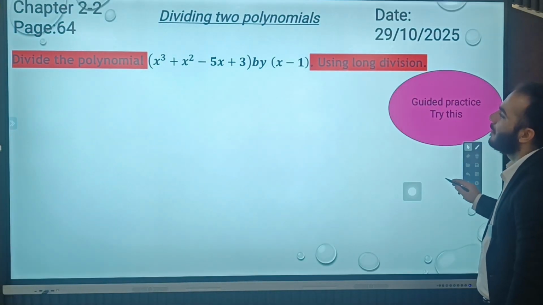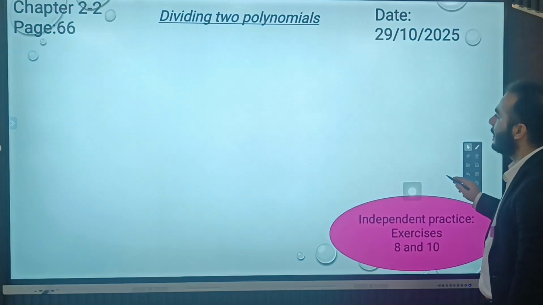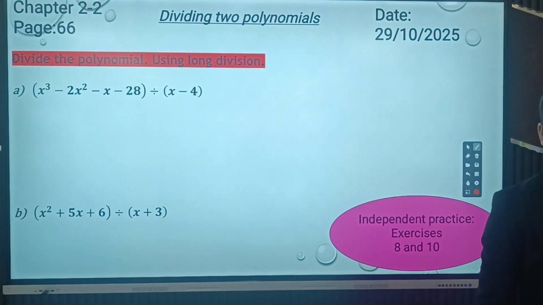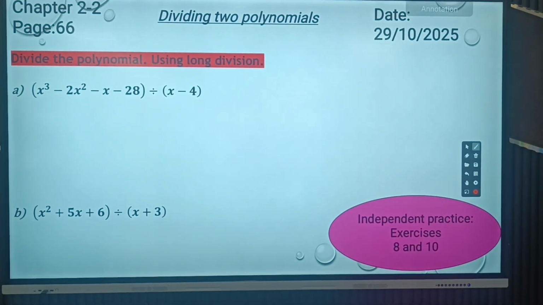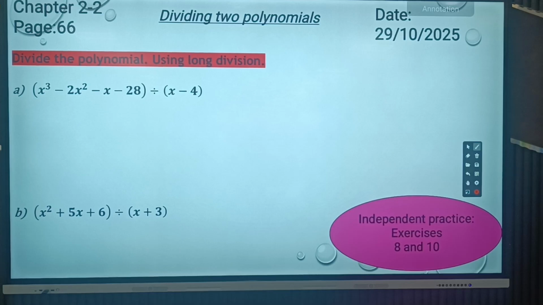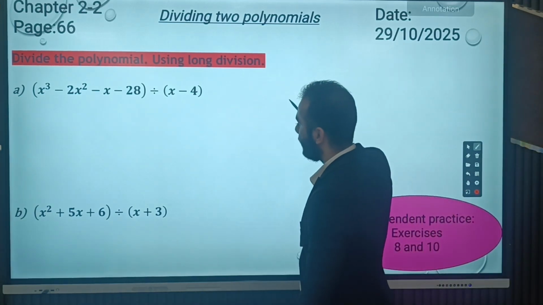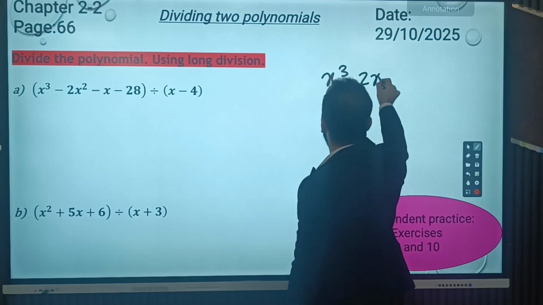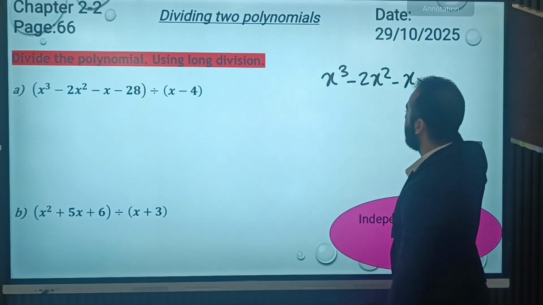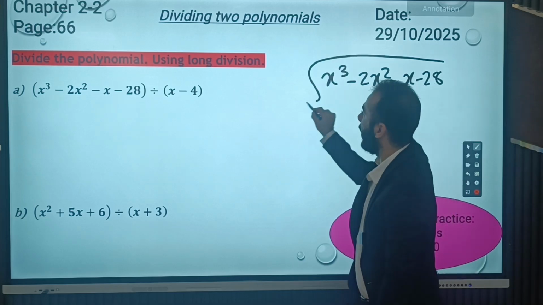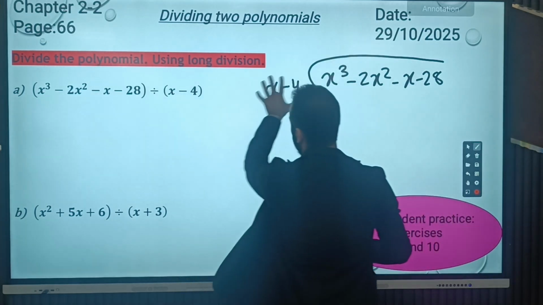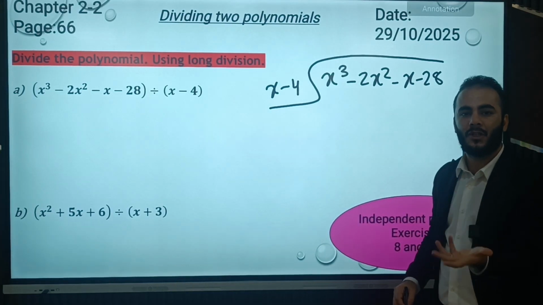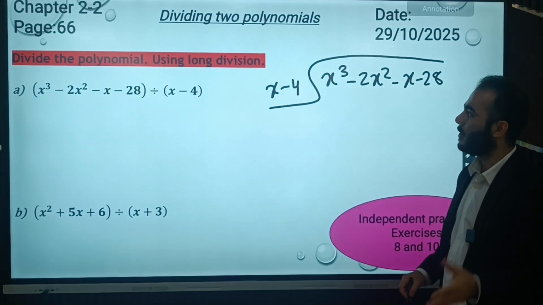Do we have any other example? Yes. We have got two examples. I will solve one of them in case we have time: x³ minus 2x² minus x minus 28 divided by x minus 4. I will solve that one and I will leave the other one as homework in order to test yourself whether you learned it or not.